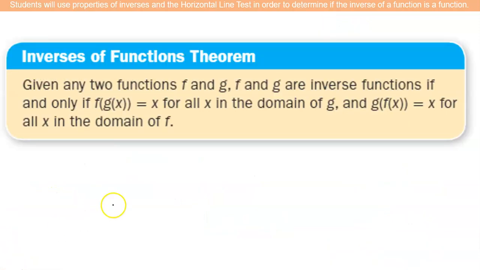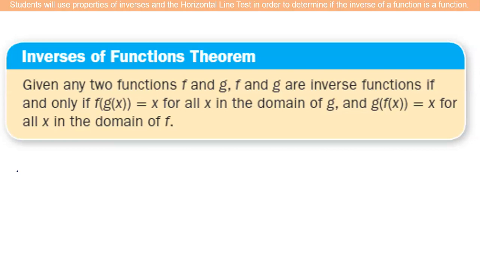All right, so the next thing says, given any two functions, f and g are inverses if and only if f of g of x equals x for all x in the domain, and g of f of x equals x for all x in the domain. What does that mean? That means like what we did on Monday and Tuesday where we did the compositions, we put one function into another function. That's what we're going to do here.